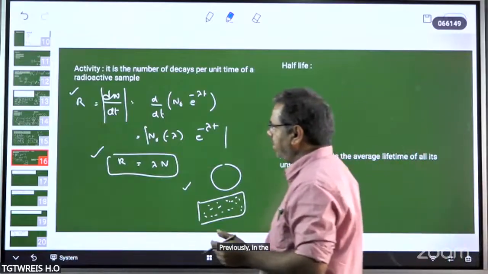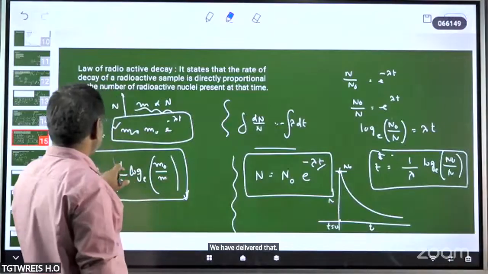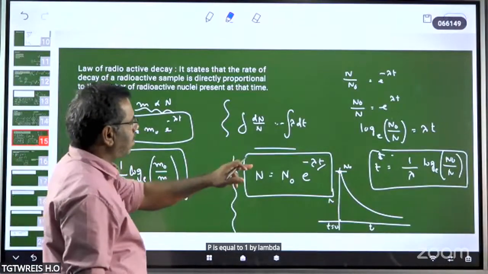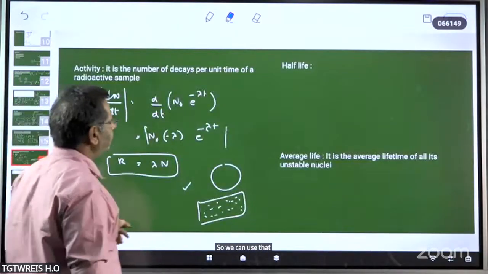Previously, in the previous slide, we have derived that T is equal to 1 by lambda into log base e N naught by N. So we can use that formula.